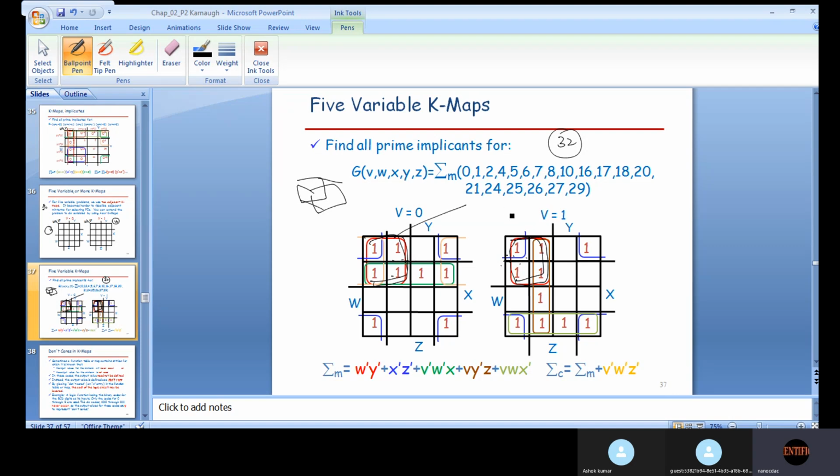Okay, this is considered as one group. Okay, second one, and here you can see the cube. Okay, so you can consider this as one group. Everything marked in the same color is considered as one group.